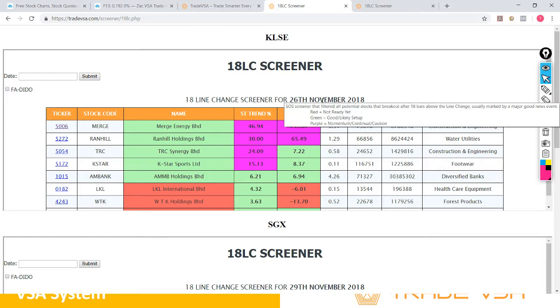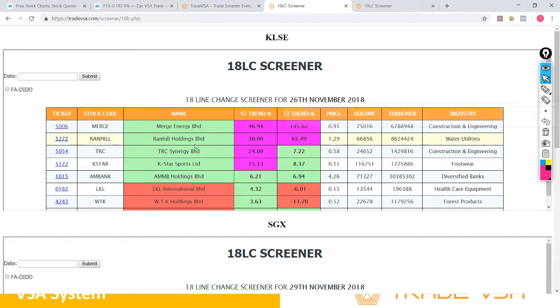Basically, red color means not ready, probably still in stage 4. Green color is a good and likely setup, which means from the accumulations to stage 2. Purple is momentum stocks, which means the mid of stage 2. But you have to be careful on purple, because sometimes it might be the beginning of distributions.